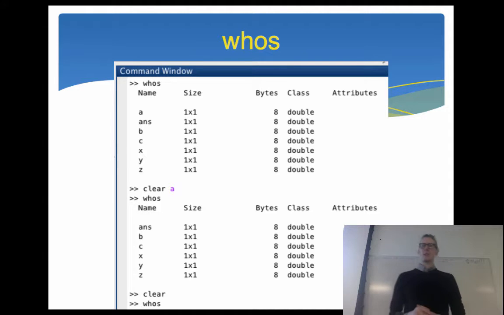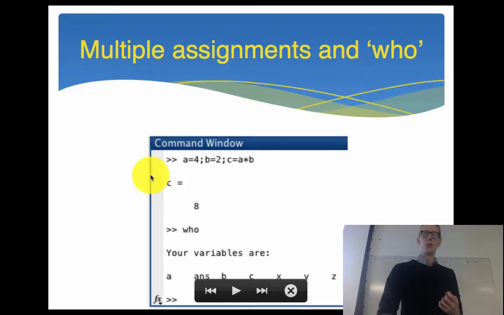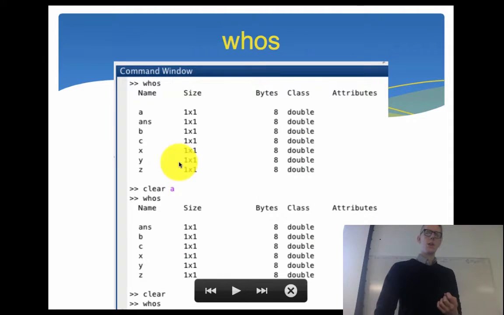Whos is very similar to who, but gives you a little more information about the variables that you've defined. For example, here's when you would find out what precision is being used, what class MATLAB has interpreted your variables as. And it also gives some interesting information that shows us how MATLAB is thinking. If I type whos, I can see the name of the variables that I have defined. These names will be exactly the same as if I typed who, where it said what my variables were. If I type whos, it will tell me the size of the variable.